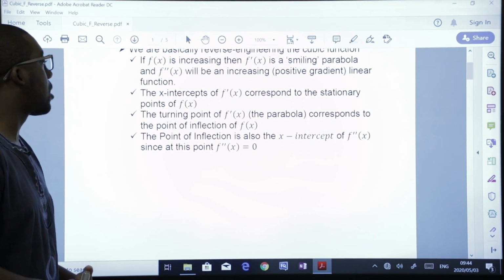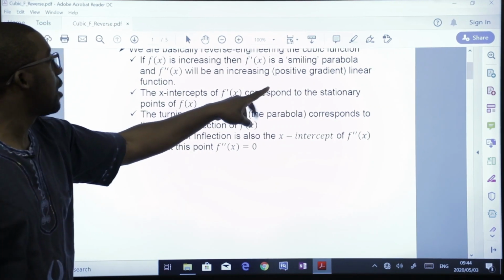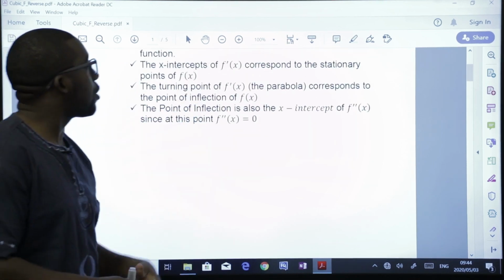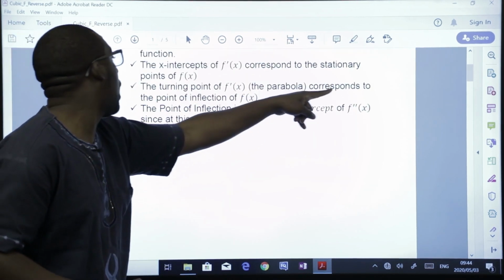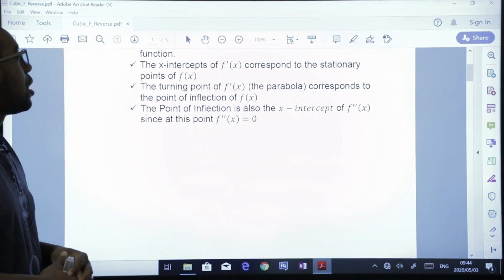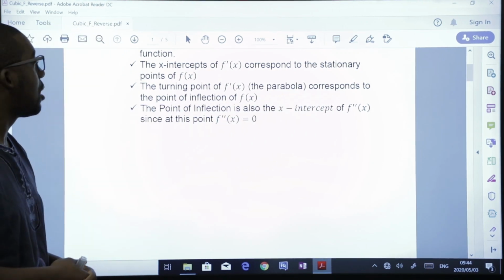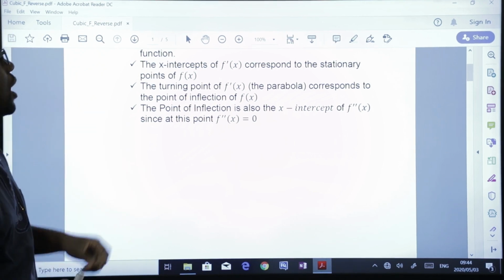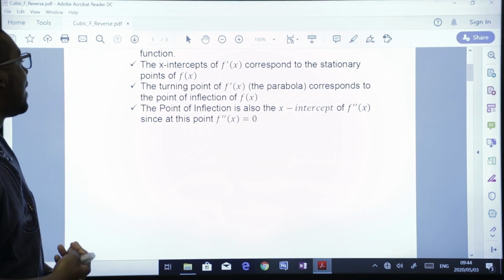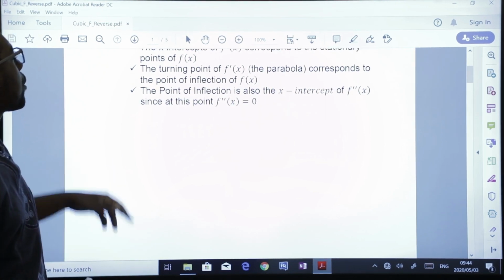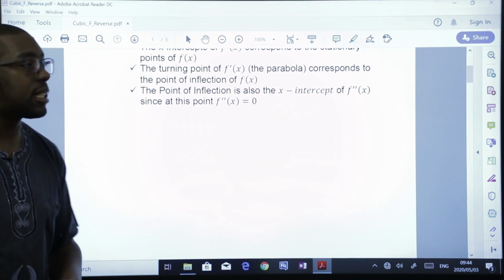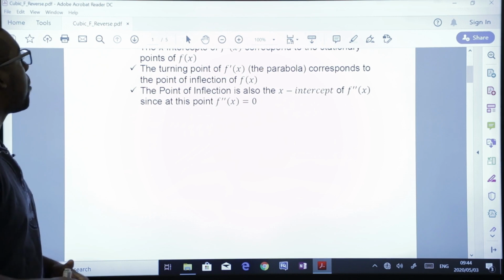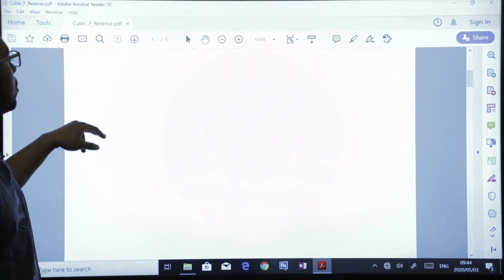The x-intercepts of f prime correspond to the stationary points of f of x. The turning point of f prime, the parabola, corresponds to the point of inflection. It is also the axis of symmetry of the parabola, and you get that by adding the x-coordinate of one intercept to the other and dividing by 2. The point of inflection is also the x-intercept of the second derivative, since at this point f double prime is equal to 0.